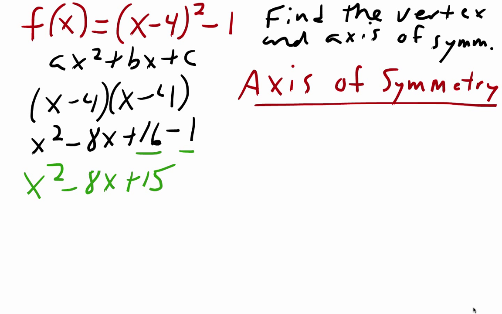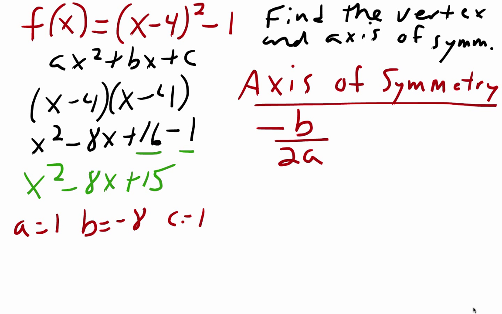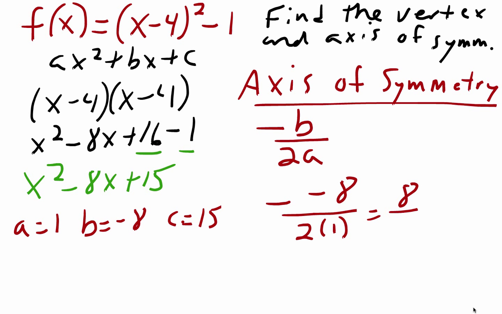Alright, so first we're going to find the axis of symmetry. To do that, all we do is take negative b over 2 times a. In our equation, a equals 1, b equals negative 8, and c equals 15. So we have negative b, the opposite of negative 8, over 2 times 1. So we have 8 over 2, which would be 4. So that is our axis of symmetry.